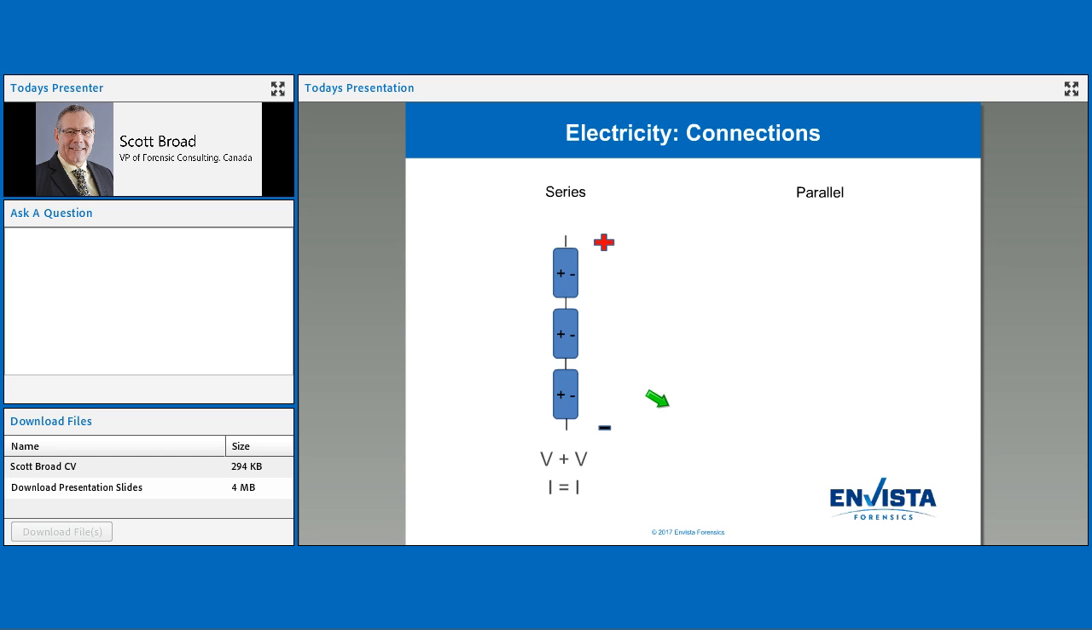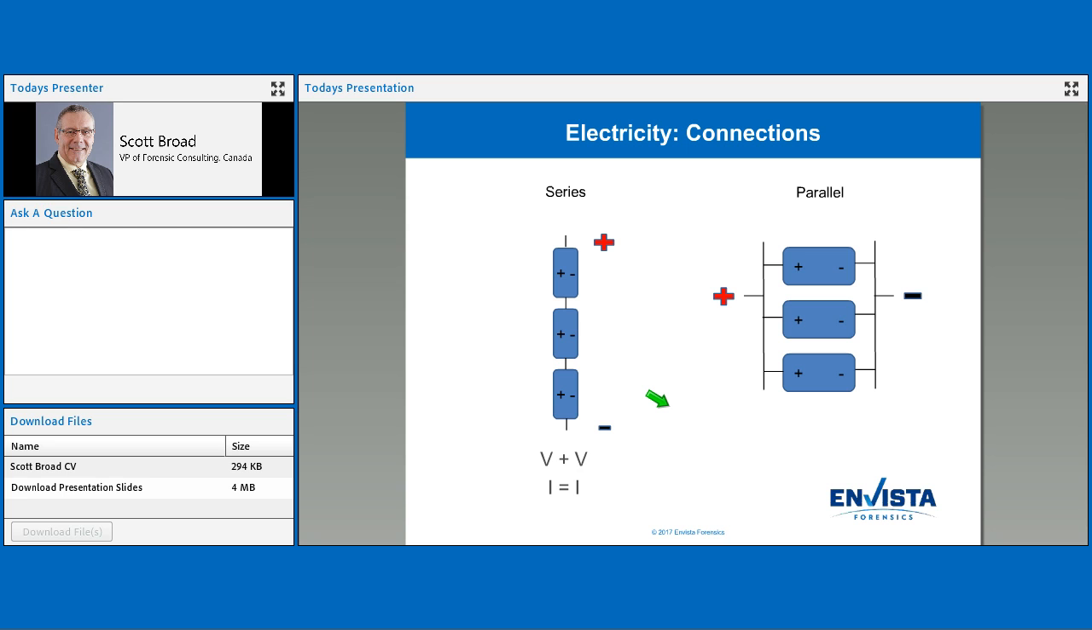So in this case, we would have this battery voltage and this battery voltage and this battery voltage, and I'll get to that in a sec. And we take the current output, which is how much flow we get out of each battery, and it's the same. It doesn't change.